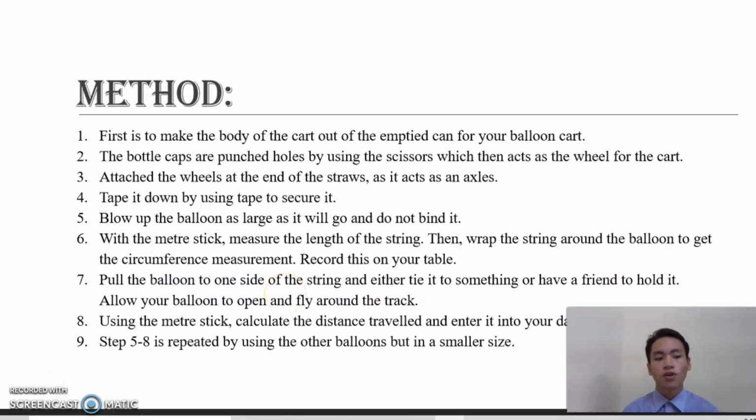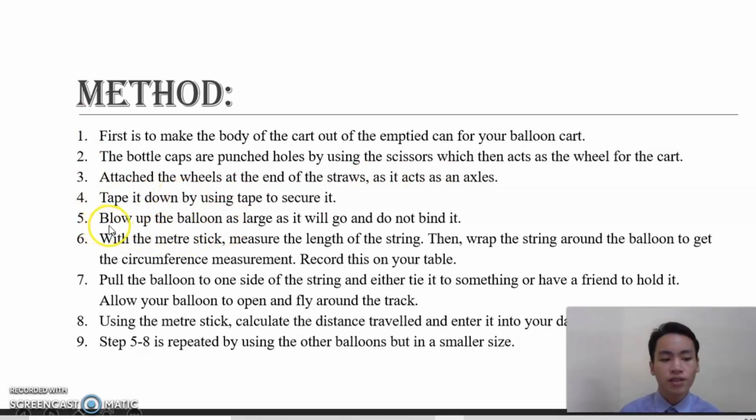There are a total of 9 steps involved in this experiment. The first is to make the body of the car from the empty can for the balloon car. The second step is that the bottle caps have holes punched by using the scissors, which then act as the wheels for the car. The third part is to attach the wheels at the ends of the straws, which act as axles. Fourth, use tape to secure it.